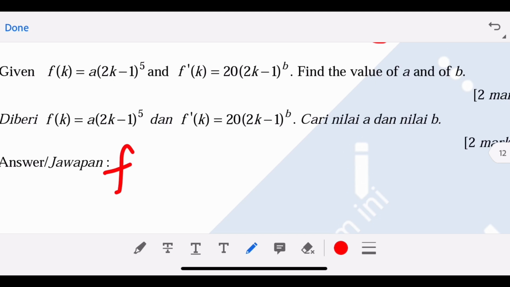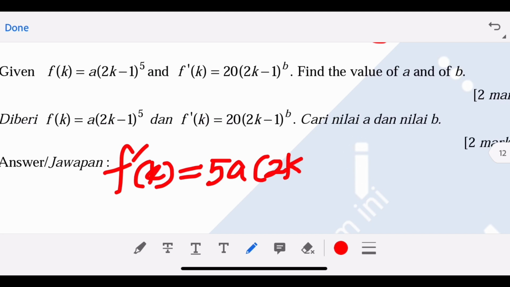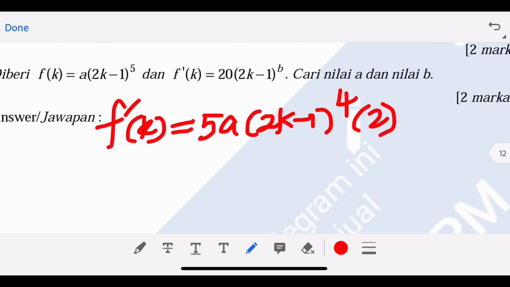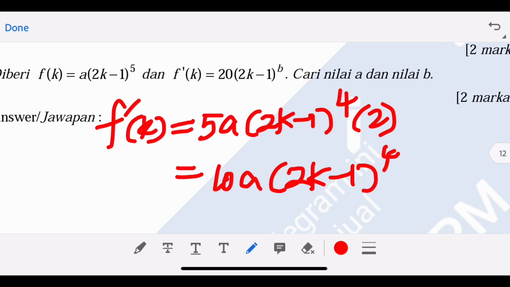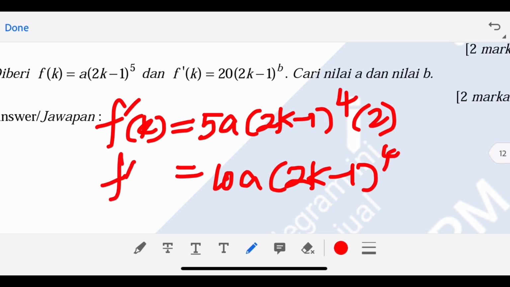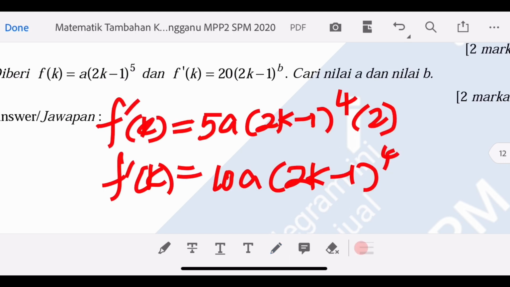Okay, so for this question is given f prime x. So the f prime x means that you have to do differentiation. So it is the chain rule. So you have to do according to the chain rule. Bring the power 5 in front times the a, then 2k minus 1. Power reduced by 1 become 4, and don't forget to differentiate inside the bracket.